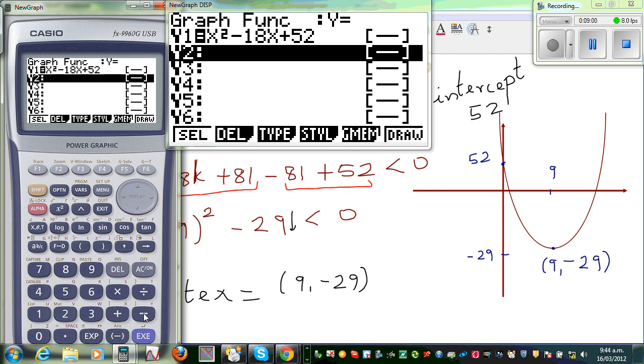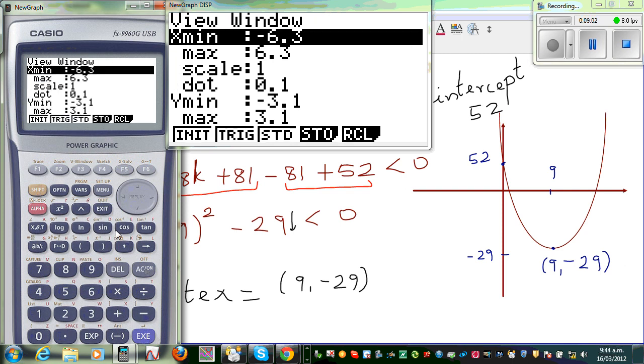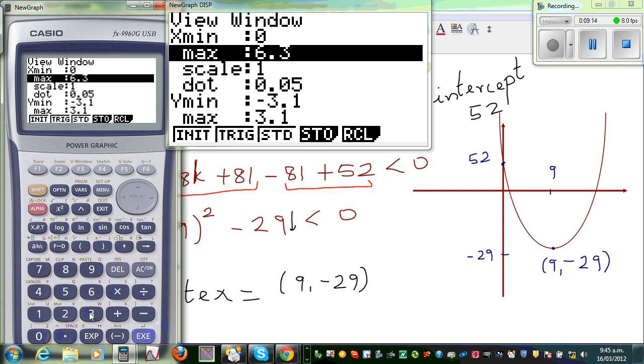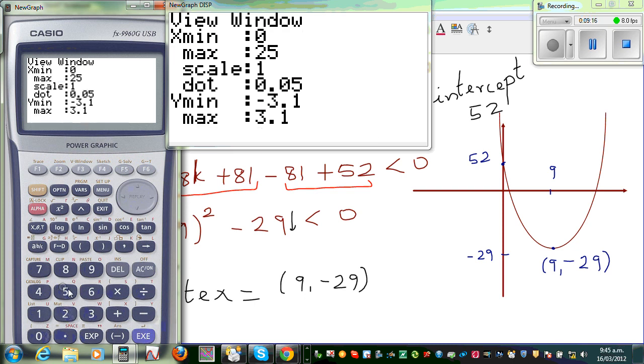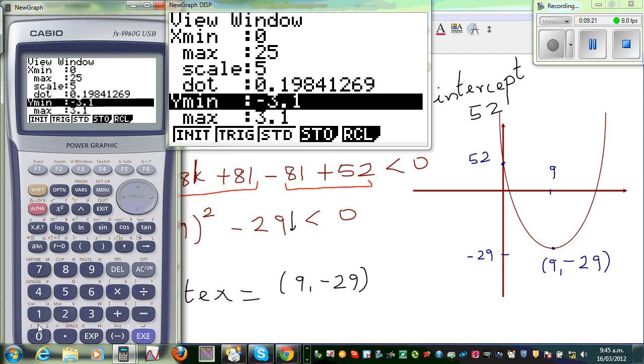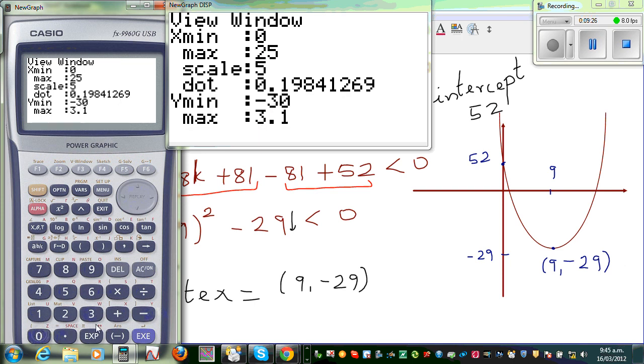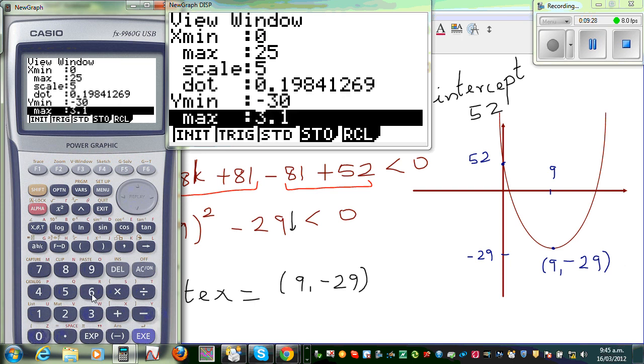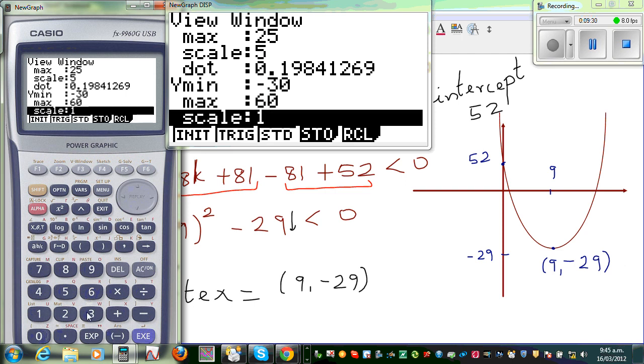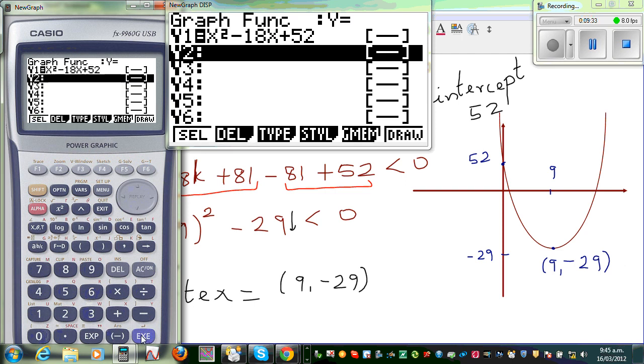I need to change the scale. So you go shift V-window. I'm interested from, say, 0 to 25, since 9 is in the middle. Let's try 25, scale of 5. For y, I want from minus 30, because the vertex is minus 29, to 60, and a scale of 3. And then let me draw the graph.